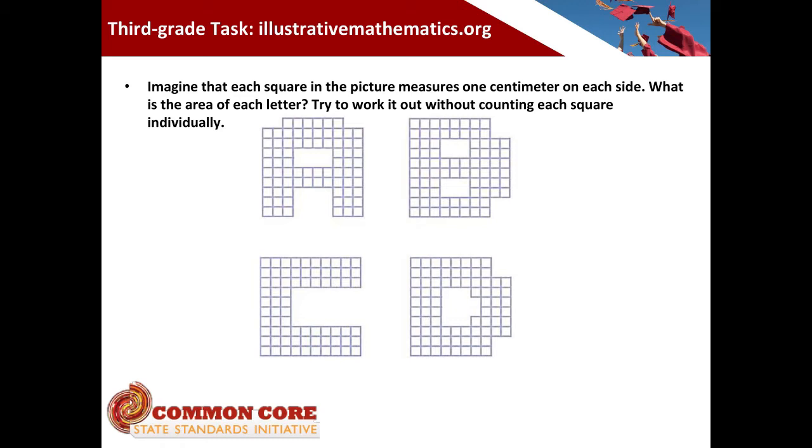And what you notice here that I think is interesting is that they're asked to try to work it out without counting each square individually. If we think back to those standards that we just looked at, this basically has all of them involved. I have to understand what the concept of area is, but I'm not interested in the distance around the shape. And it tells me that this picture measures 1 centimeter on each side, so I've got to extend that to then know that each square is 1 square centimeter.